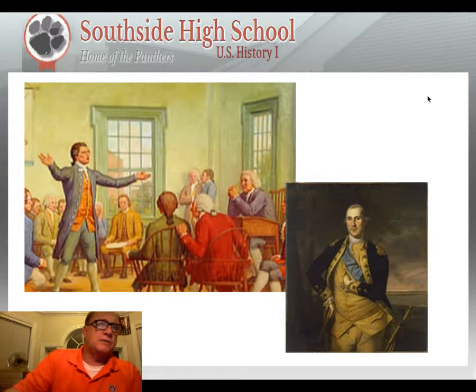We have here a picture from the First Continental Congress, and you have a picture of George Washington as he appeared in the Continental Congress.